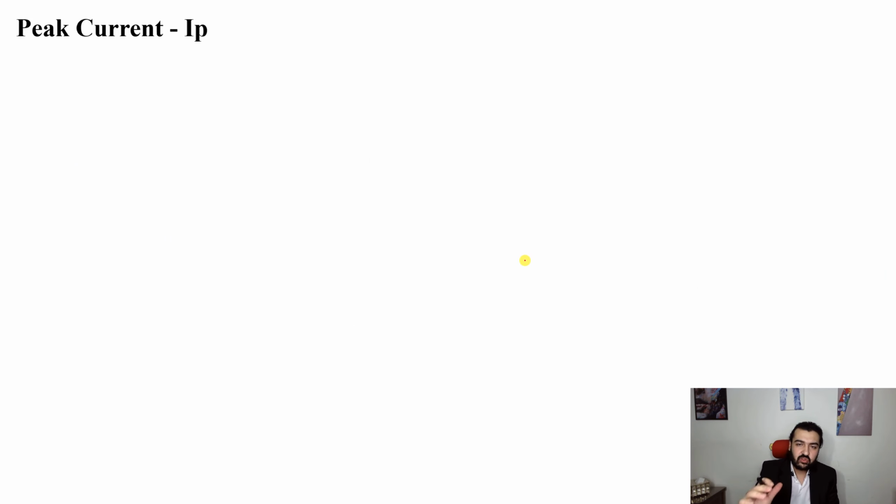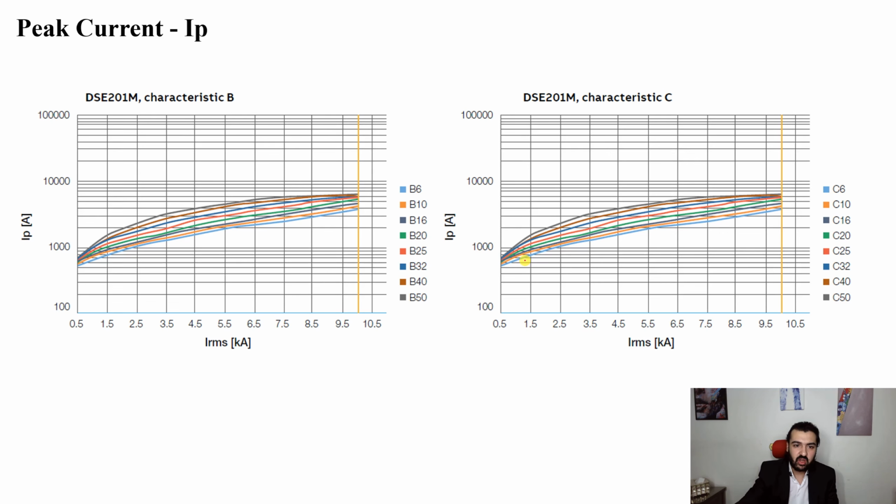Now we have also another important property, I peak. This one gives you the root mean square current of the short circuit and the corresponding I peak. This is also an important property for our equipment.